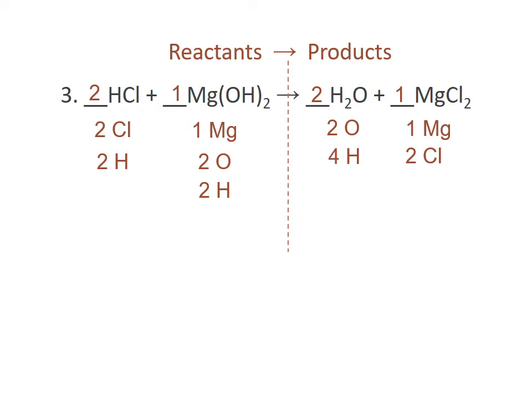So in total, I have 2 chlorines on either side, I have 2 magnesiums on either side, I have 2 oxygens on either side, and I also have 4 hydrogens on either side. Everything is balanced out. We're good to move on to the next question.